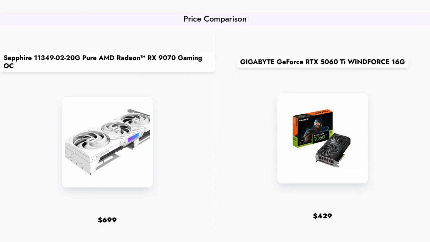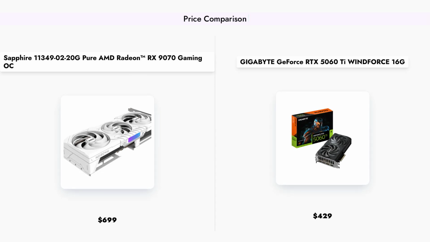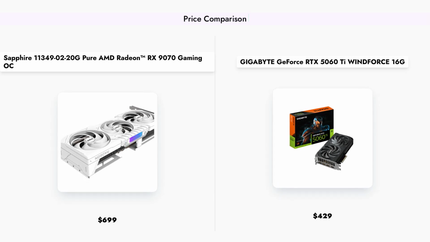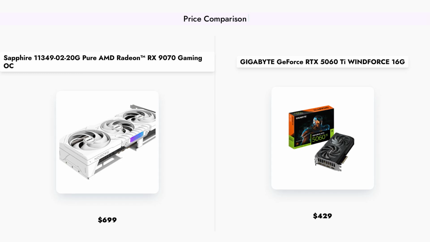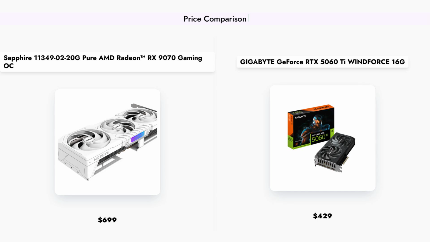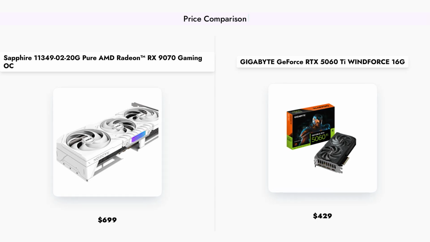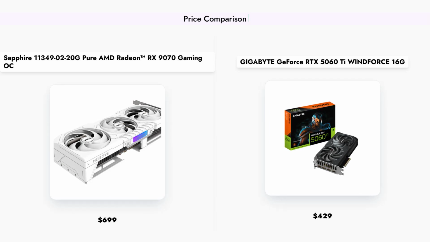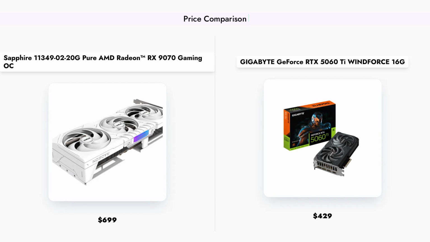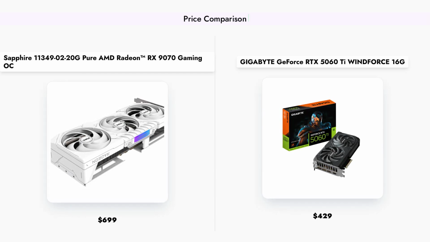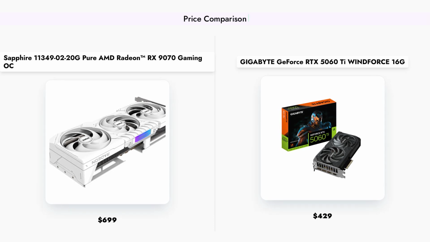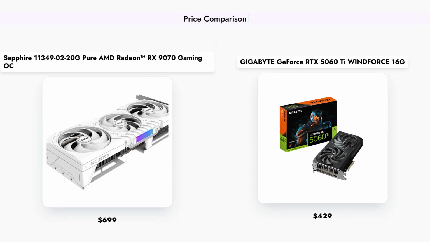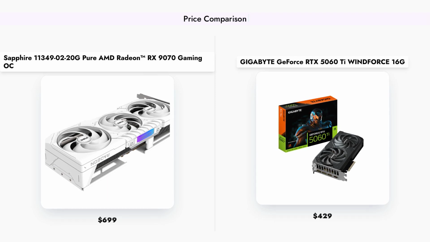When it comes to pricing, the Sapphire RX 9070 is positioned at $699, making it a premium option for gamers seeking top-tier performance. In contrast, the GIGABYTE RTX 5060 Ti offers a more budget-friendly price of $429, providing excellent value for those looking to maximize their gaming experience without breaking the bank. This significant price difference raises the question: is the extra cost of the RX 9070 justified by its performance?